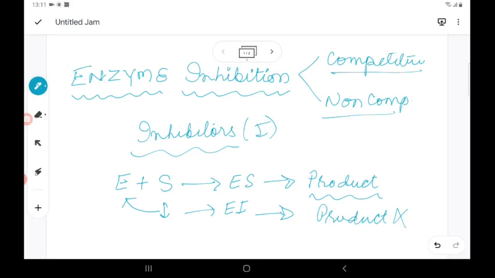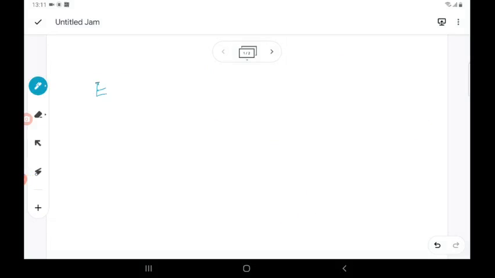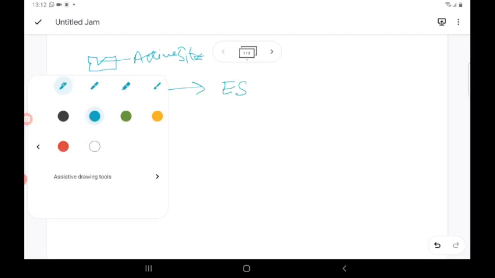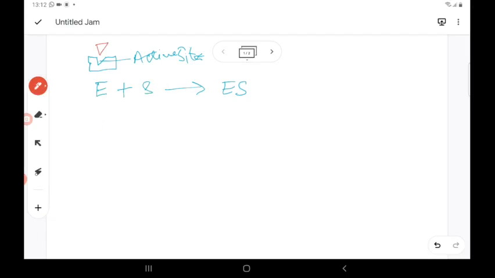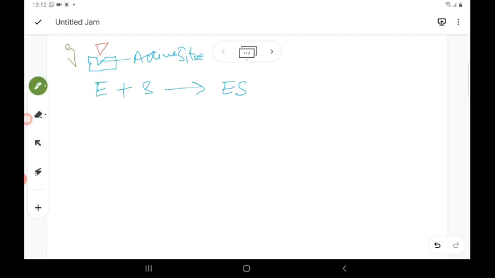So it is very clear with these two terms. Competitive means there is a competition between the inhibitor and the substrate. So what happens exactly? An enzyme is present, and you know that there is an active site present in any enzyme, and the substrate can bind on this active site and form the enzyme substrate complex. Suppose this is the substrate, but there is one more component resembling the structure of this substrate, known as inhibitor. Suppose it is like this.